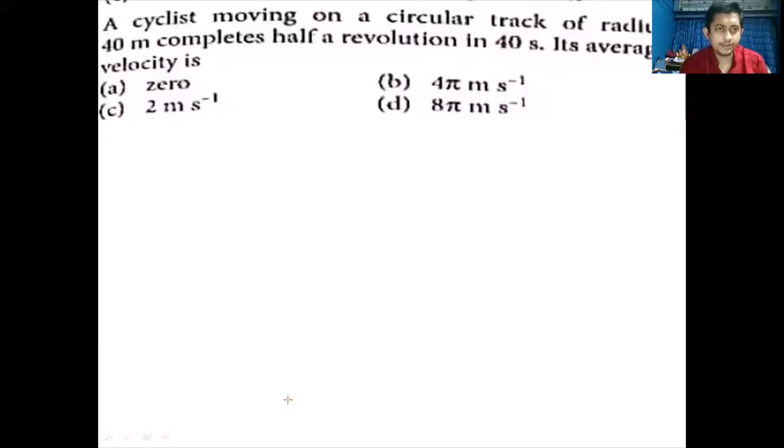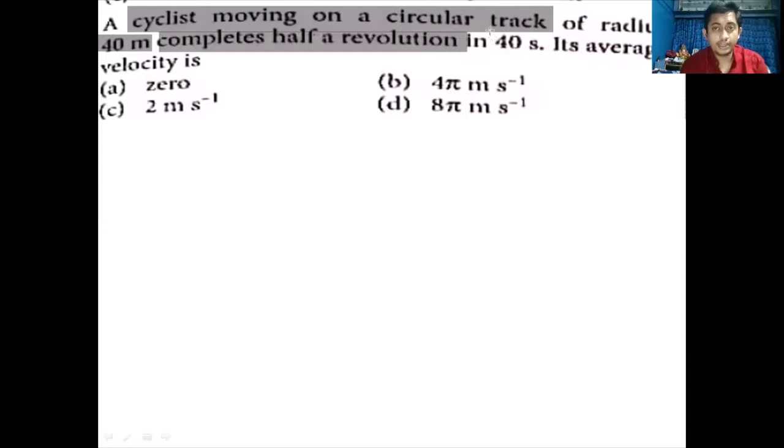So the question tells that a cyclist is moving on a circular track and the radius of this circular track is 40 meters. The cyclist completes half revolution and he does that in 40 seconds. So what is the average velocity of the cyclist? Average velocity of the cyclist.